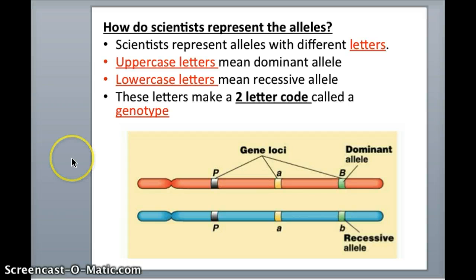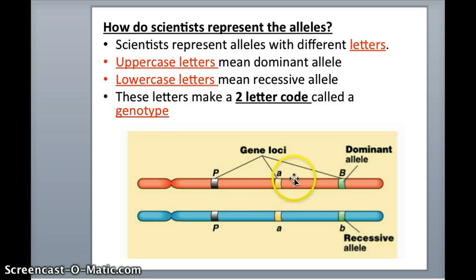Now, there's a specific way that scientists write about alleles, okay? They use different letters. It doesn't really matter what letters they are, just know that they're letters of the alphabet, and they're supposed to represent different genes and alleles, okay? Now, if the letter is uppercase, it means it's a dominant allele. If the letter is lowercase, it means it's recessive. And together, they make a 2-letter code called a genotype.